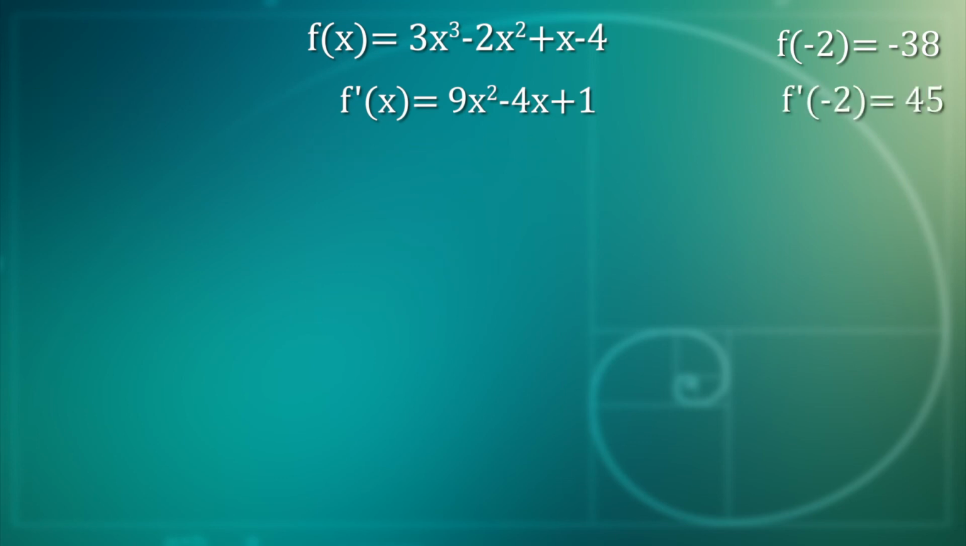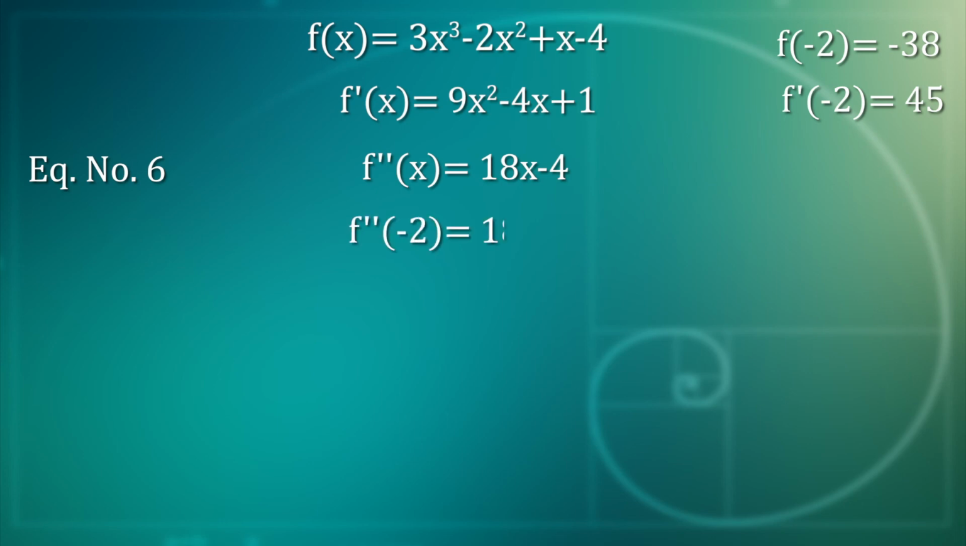Similarly, let's find out f double dash of minus 2 by first calculating f double dash of x, that is the second order derivative, and then substituting minus 2 in it. f double dash of x is equal to 18x minus 4. So f double dash of minus 2 will be 18 into minus 2 minus 4, which is nothing but minus 40.